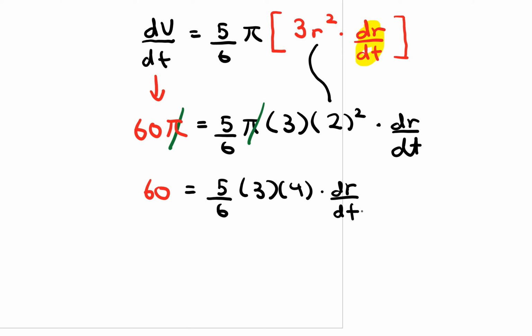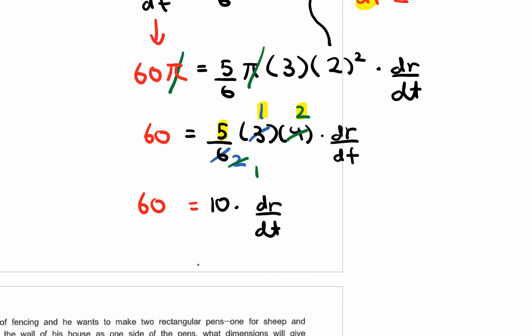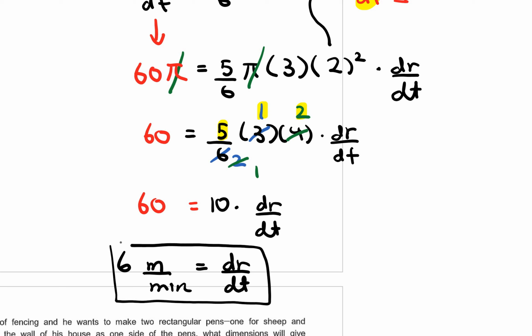Okay, and what else can we do here? I can cancel out this 3, that becomes a 1, that becomes a 2, and then this 4 becomes a 2, and that becomes a 1. And then before we know it, we have a 60 on the left-hand side, and on the right-hand side, if I multiply the 5, the 1, and the 2, I just get 10. 10 times dr over dt. And from here, finding dr over dt isn't too bad. It's actually 60 divided by 10, which is going to be 6, right? So if I use my units, it'll be 6 meters per minute. Okay, so this is what dr over dt is.